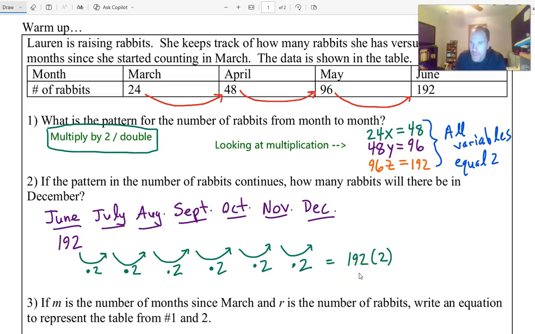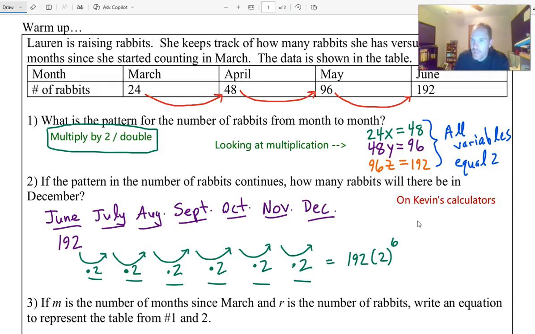So December's number, if you notice that repeated multiplication by 2, and some of you might remember if you took Algebra 1A, we do things like this. Repeated multiplication can be represented with an exponent. So I'm multiplying by 2, let's see, overall once, twice, 3, 4, 5, 6 times. So I could say it's 192 times 2 to the 6th power. And so I can go to the calculator. If I know how to do an exponent on the calculator, I can put that in. And I'll show you here in just a moment how to do that.